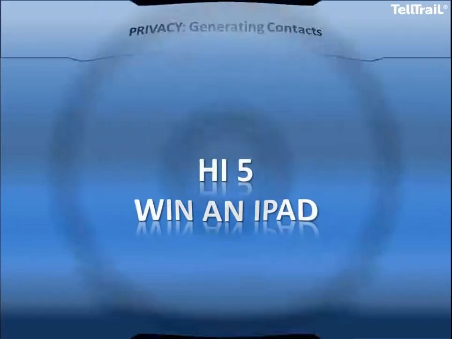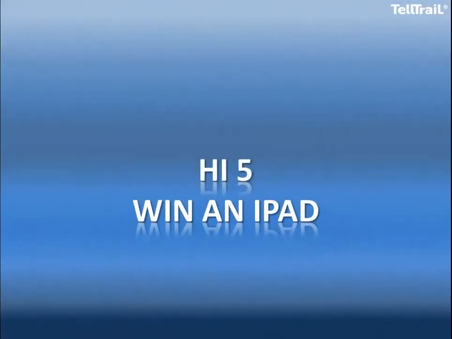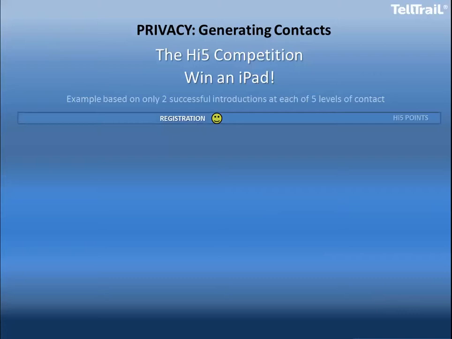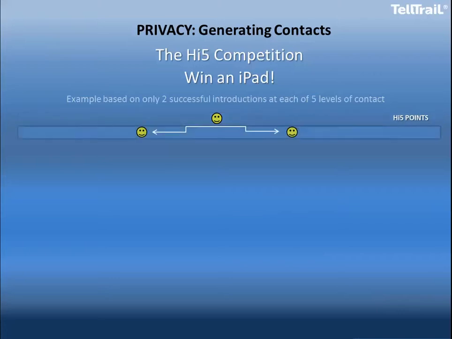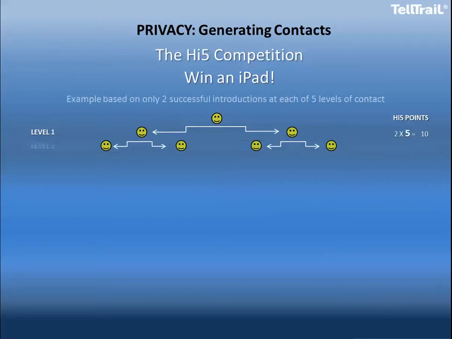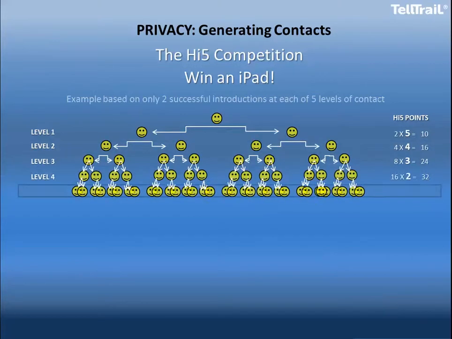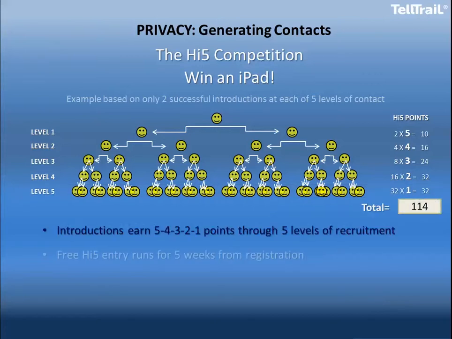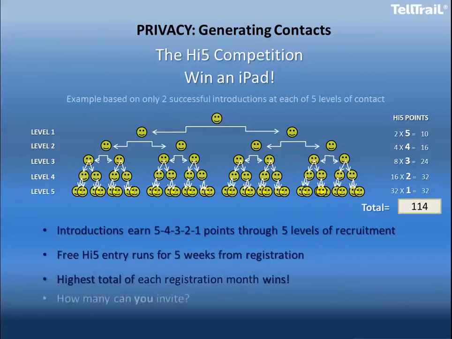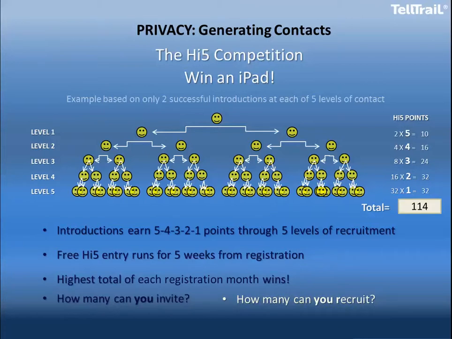Let's take a moment to see how High Five works. For every new recruit from your invitations, you will earn 5 points. Then, for every new recruit from their invitations, you will earn another 4 points. And so on through to the 5th level where new recruits earn you another point each. Your point scoring is limited to 5 levels, and please note, limited to 5 complete weeks from your own registration.